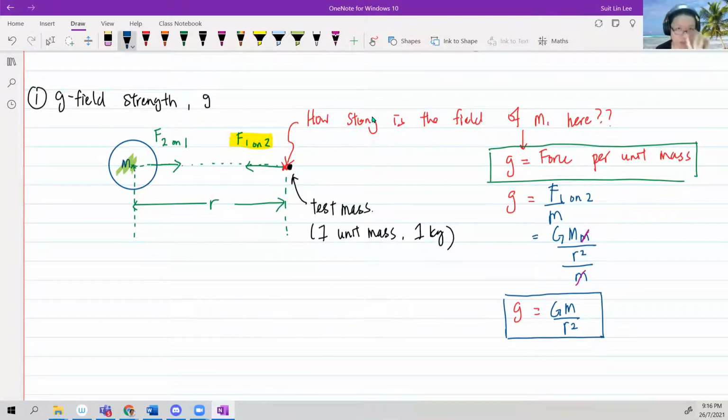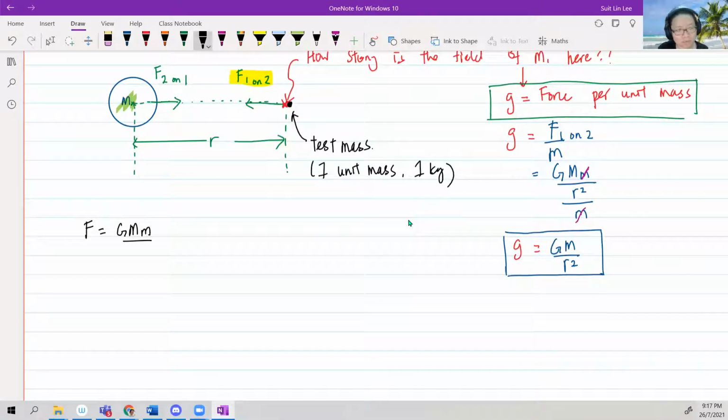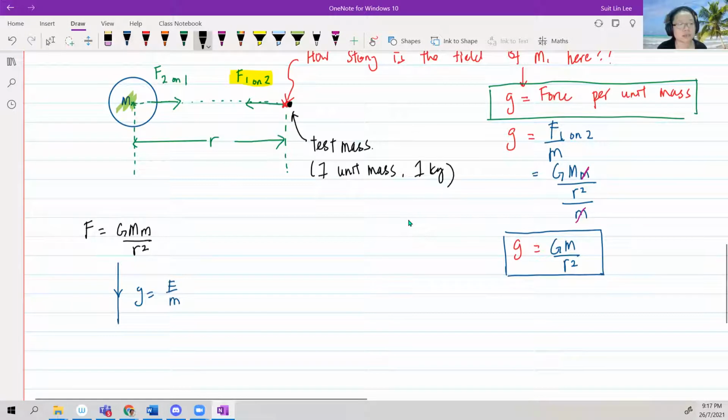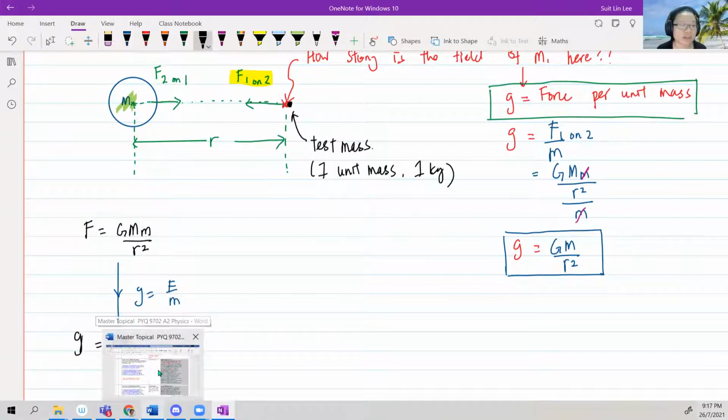So we have 4 pillars. Now 2 is completed. Okay, let's zoom out a bit. We have F is equal to GMM over R squared. Okay, and then if you want to find how strong the field is, we have force, but the field only has one M. You want to find how strong the field is, your G is force per unit mass. Second pillar is done. We now have a wall. And we can do some questions, okay? GM over R squared, because you divide by one of the M's.